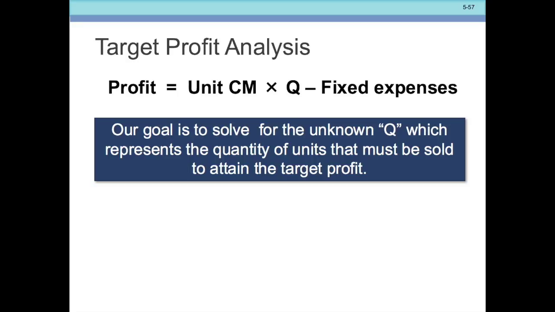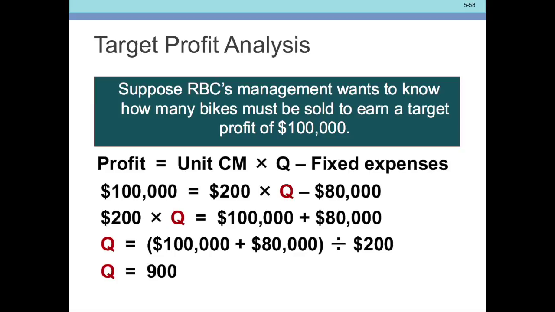And if we have a target profit number, we use the equation profit equals the contribution margin per unit times Q minus fixed expenses, and of course our goal is to solve for Q. So if we have an example here, suppose RBC's management wants to know how many bikes need to be sold to earn a target profit of $100,000. Well, we're solving for Q.